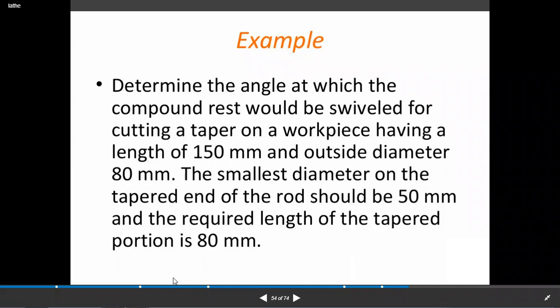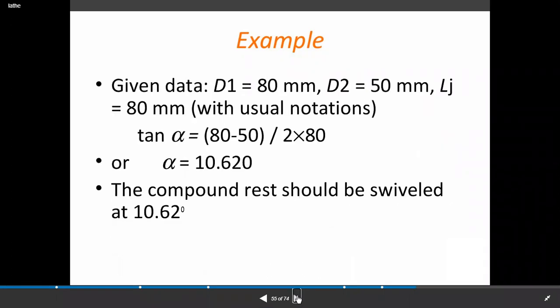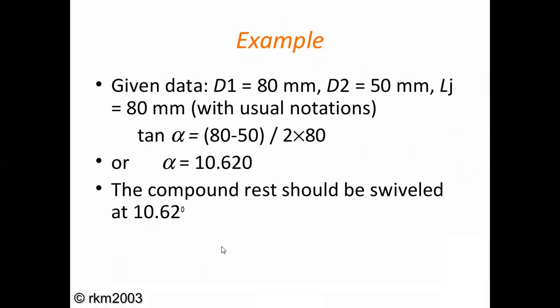Students, this is a taper turning problem. In this taper turning, it is given that maximum diameter D1 is 80 mm, and that we have to reduce to 50 mm. And length of the taper is also given 80 mm. So formula is tangent of alpha is equal to D1 minus D2 upon 2L. L is the length of the taper. So tangent of alpha is calculated as maximum diameter is D1, that is 80 mm, small diameter is 50 mm, and length of the taper is 80.